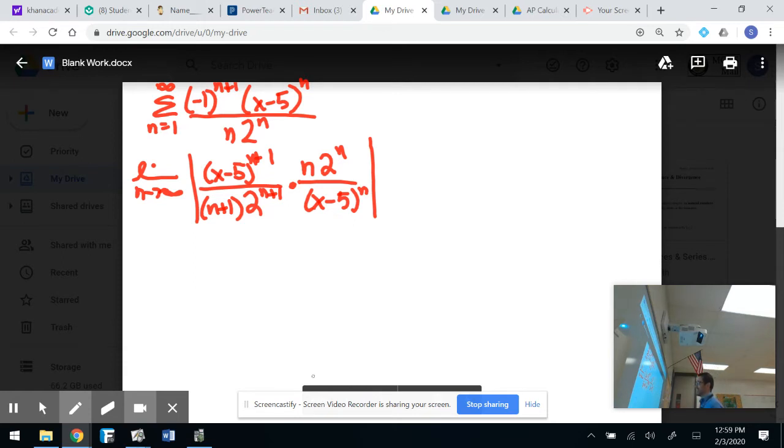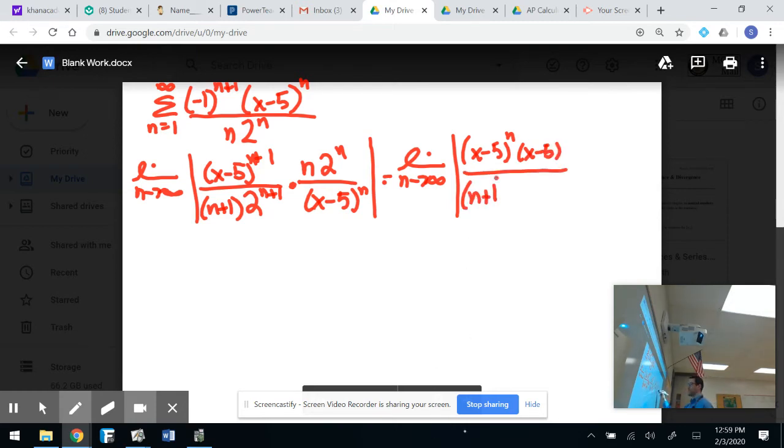I need to know if that's less than 1. That's at least going to tell me when this converges. Okay, so let's set that equal to the limit as n approaches infinity. All right, let's simplify. That's going to be (x minus 5) to the n times (x minus 5) all over n plus 1. And show your work, right?